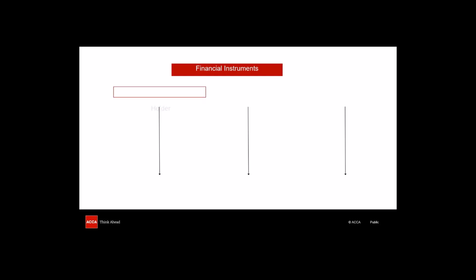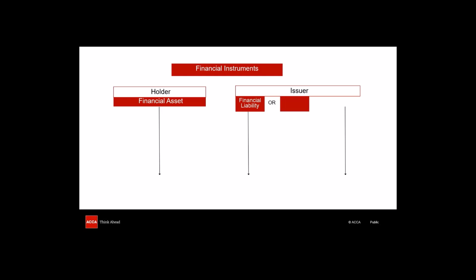So starting off, we have financial assets, which are the financial instruments of the holder. So a person or a company has invested in financial instruments. That company is the holder of the financial asset and therefore is going to receive income or earnings on this particular financial asset. On the other hand, the party which has issued that financial instrument is called the issuer, and the other side can be either a financial liability or an equity, or it can be a mix of both, which is called a compound instrument.